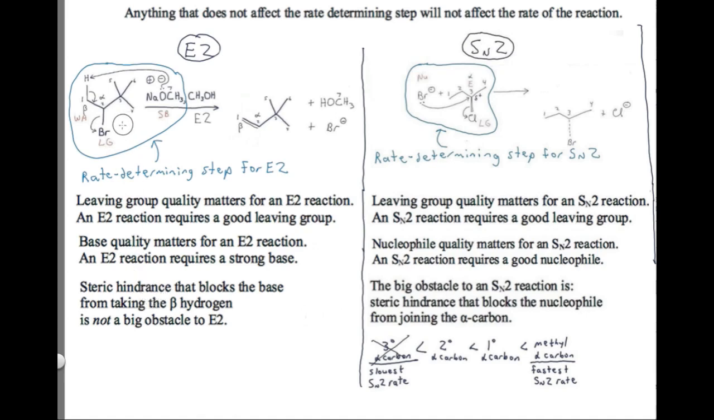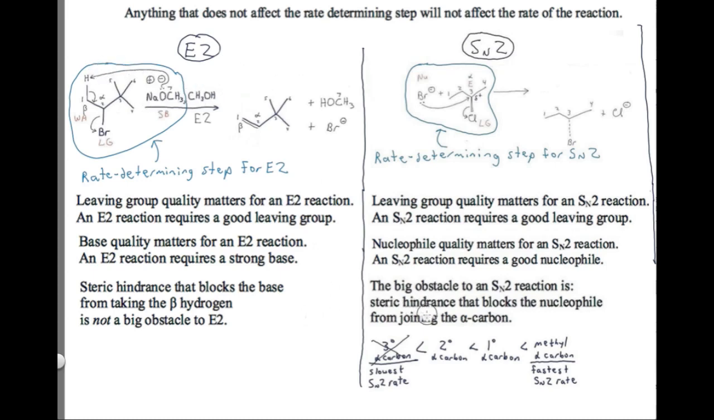It's less important if there's a lot of steric hindrance here. It's true that steric hindrance would make it difficult for the base to get close to this molecule. But the base doesn't have to get that close to the molecule if all it's going to do is take a proton.